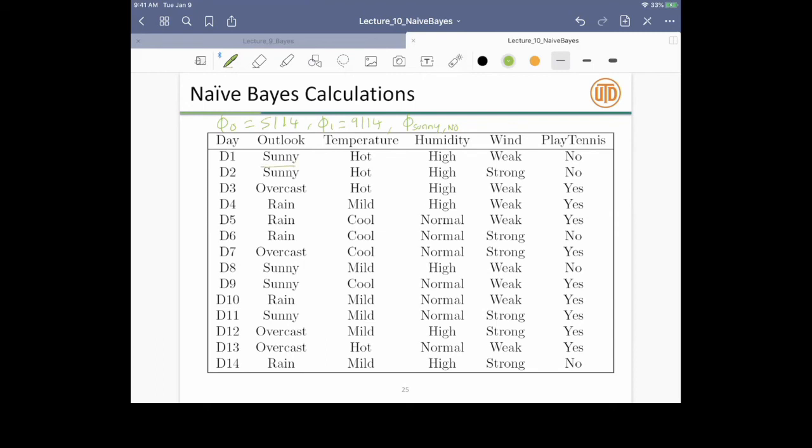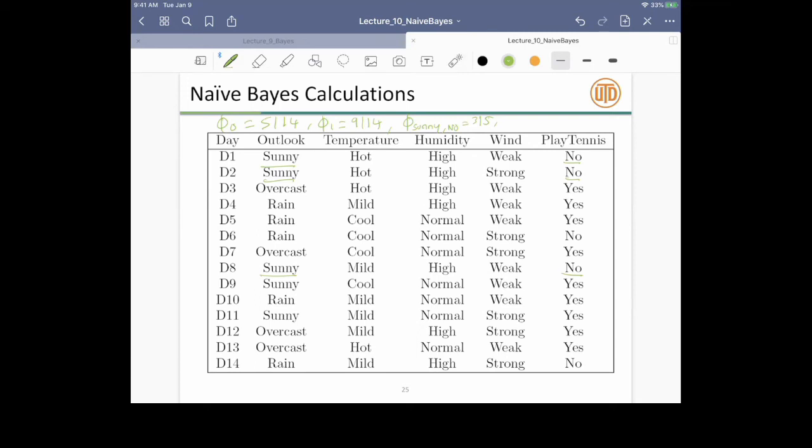Because there are sunny and no instances, and the other no instances have rain. So this feature is going to be 3 over 5, and similarly the phi of rain comma no is going to be 2 over 5. On the other hand, the phi of overcast comma no is actually 0 because you don't have any data instances like this. So I think you get the point.